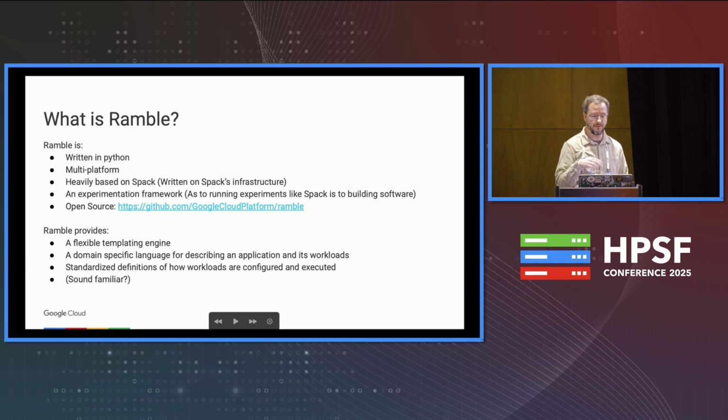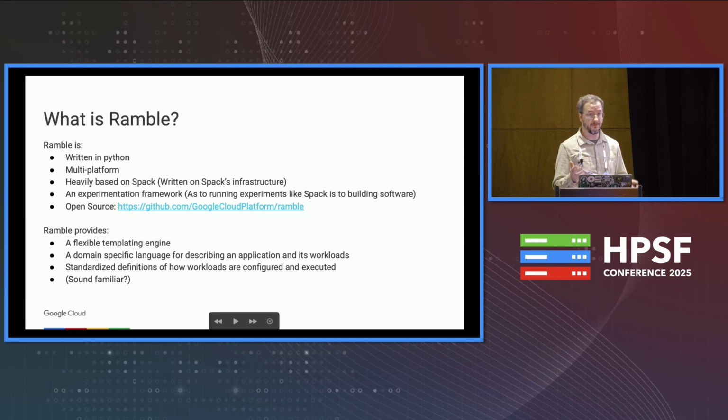And the goal is to allow us to run experiments instead of building software. So like I said on the next bullet, Ramble is to running experiments like Spack is to building software. And then Ramble provides a flexible templating engine, a domain-specific language for describing how you set up experiments, and standardized definitions for how they're configured and executed.